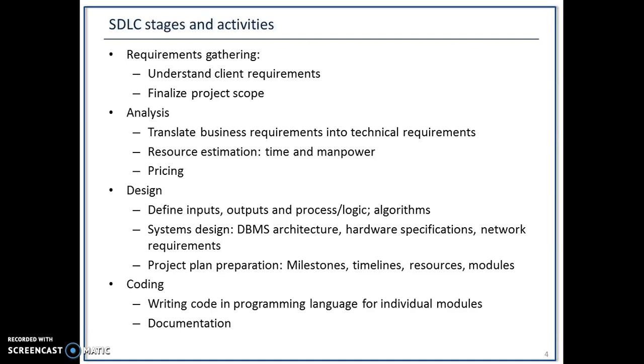Once the project is approved, you move on to the design stage, which is the third stage. In the design stage, you define inputs, outputs and process or logic. Input is basically the information that we are going to receive from the client. Output is basically how the system should look. If you are building a website, how should be the look and feel of the website? What are the functionalities required in the website? And process, or logic, or algorithm. An algorithm is basically a graphical representation of how data is going to flow at the back end of a website.